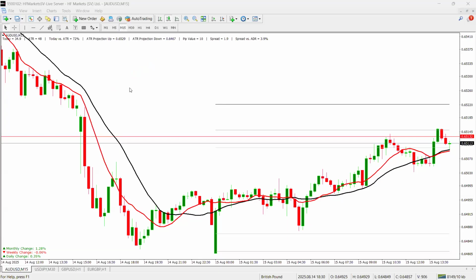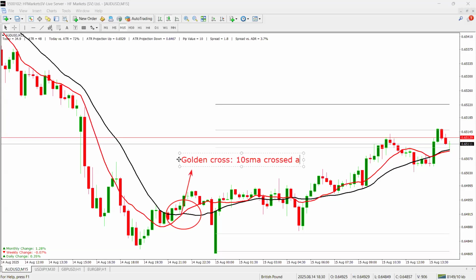What is this? Here. What was this? Golden cross, isn't it? Because the 10 SMA crossed above the 20 SMA. But the first one worked. Why is it looking like the second one did not work?